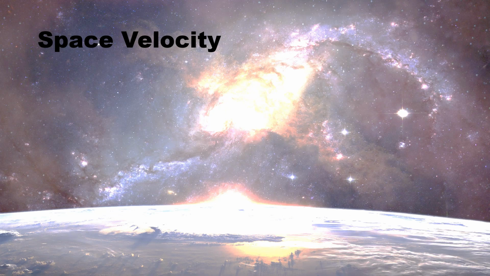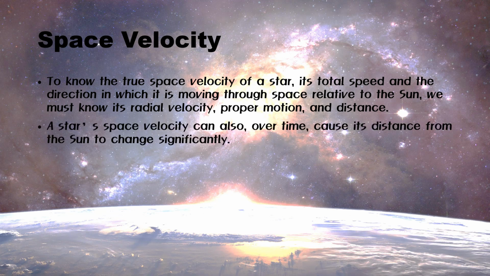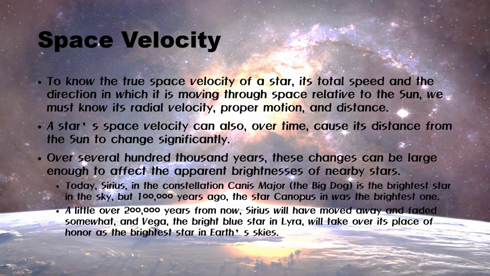Next is space velocity. To know the true space velocity of a star, its total speed and the direction in which it is moving through space relative to the sun, we have to know its radial velocity, the proper motion, and distance. Now, a star's space velocity can also, over time, cause the distance of the sun to change significantly. Over several hundred thousand years, these changes can be large enough to affect the apparent brightness of nearby stars.